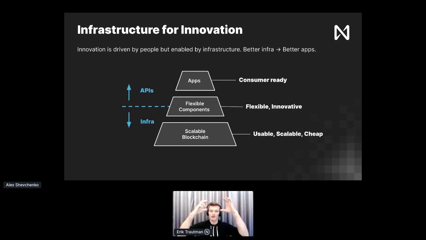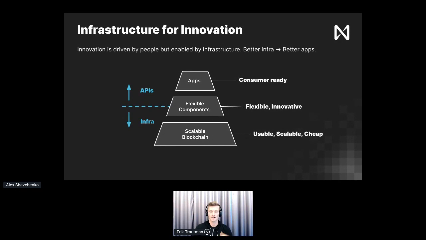The ultimate goal here, though, is to build consumer-ready apps. And the thing I want to note is that even though the story starts with infrastructure and ends with apps, what the infrastructure provides is really important, because that's ultimately what the apps are going to have to draw upon in order to create good experiences for consumers.